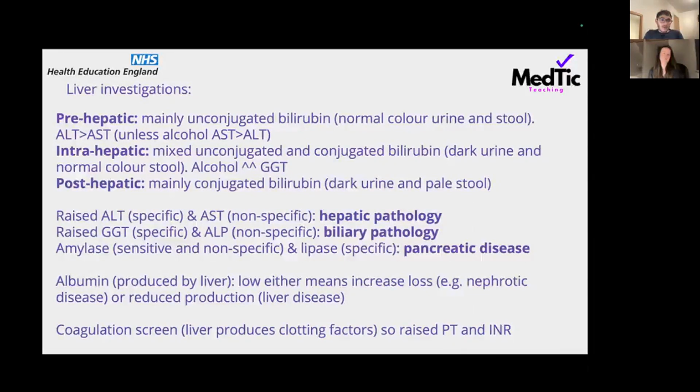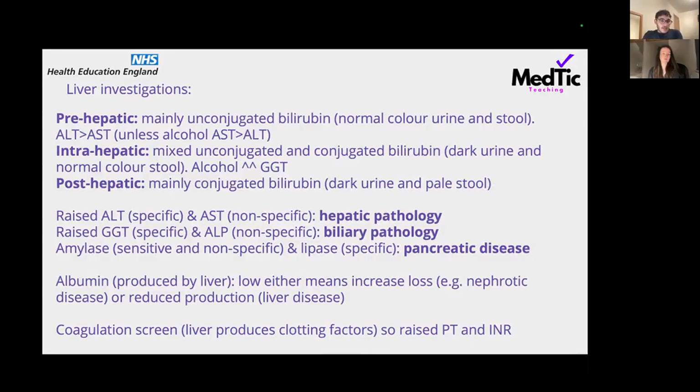So in terms of your bilirubin, if it's prehepatic, you'll get unconjugated bilirubin. Raised unconjugated bilirubin typically presents with normal urine and normal stool colour. Intrahepatic is going to be mixed, unconjugated and conjugated, both going to be raised, so you're going to get dark urine and normal colour stool. And then post-hepatic, so raised conjugated bilirubin, it's going to be dark urine and pale stools.